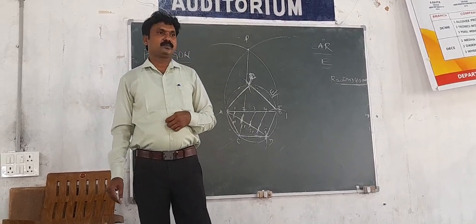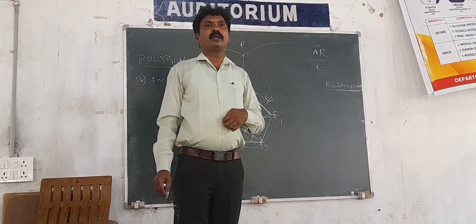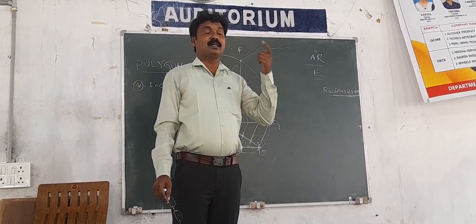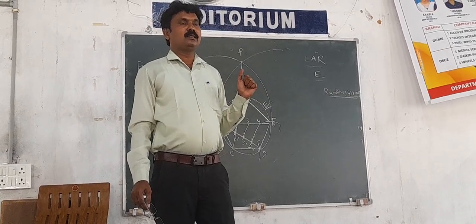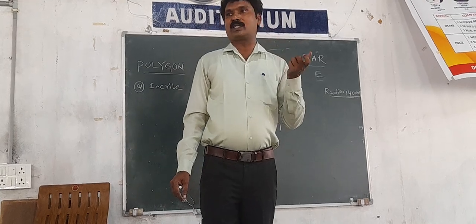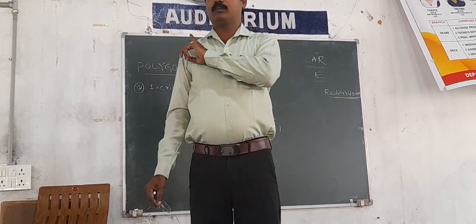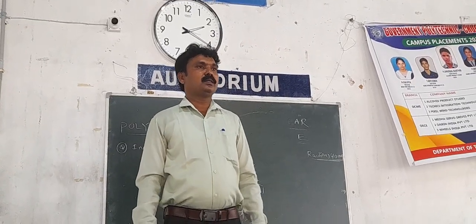That's all. I think all of you got it. Do you have any doubt regarding inscribing the polygon into the given circle? If you have any doubt, please ask me. Otherwise, please draw that one, and write the procedure also. Finish.